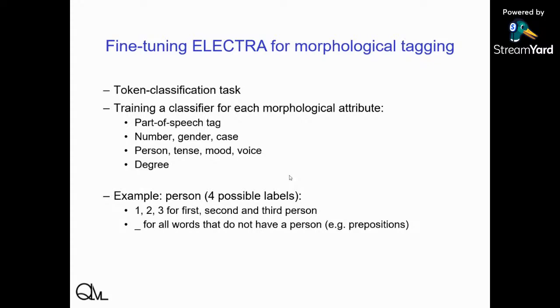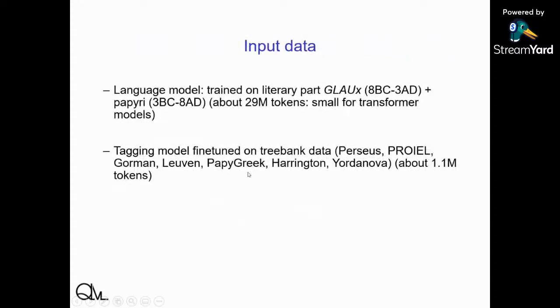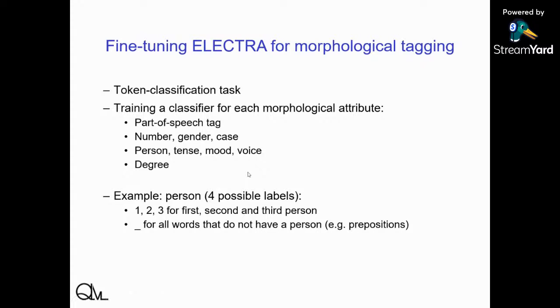But then we used such an Electra model for morphological tagging. So what we did is we fine-tuned the model for each morphological attribute. All of them are listed on the slide. So for example, we have a label such as person, and then we have 4 possible labels, 1, 2, 3, and then also another label for all words that do not have a person. So things like prepositions, things like nouns, and so on and so on.